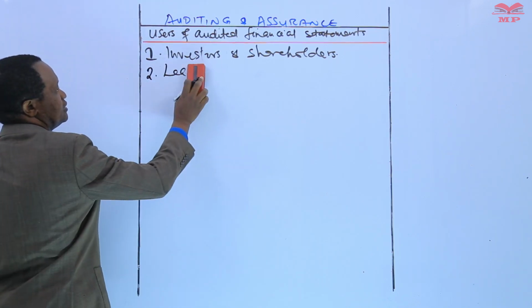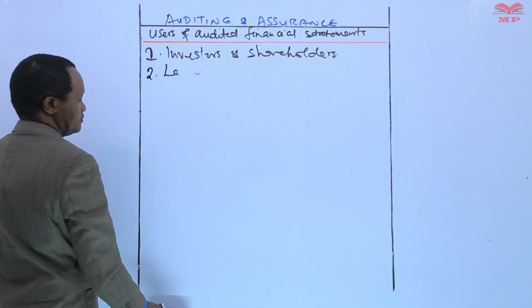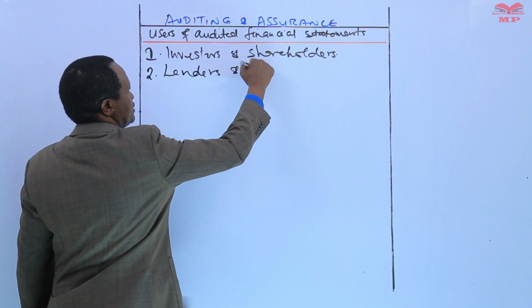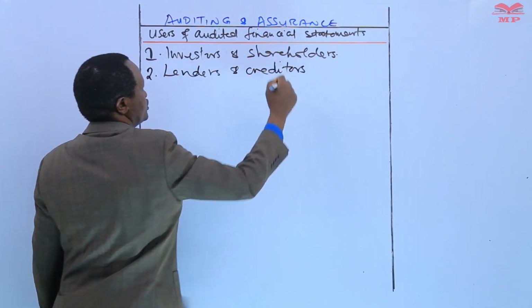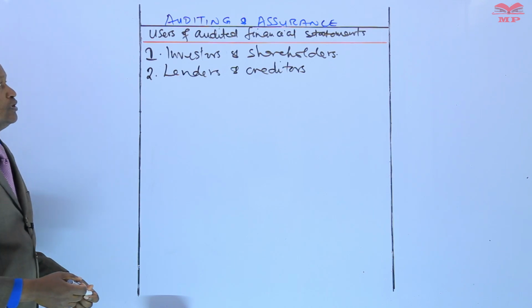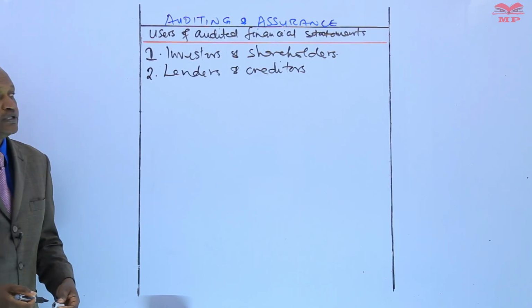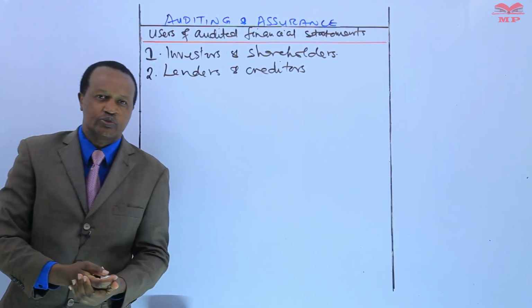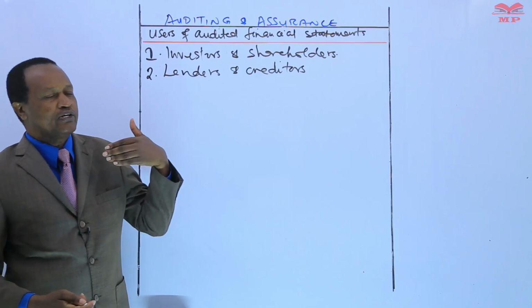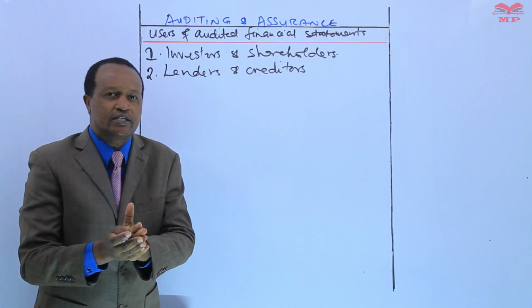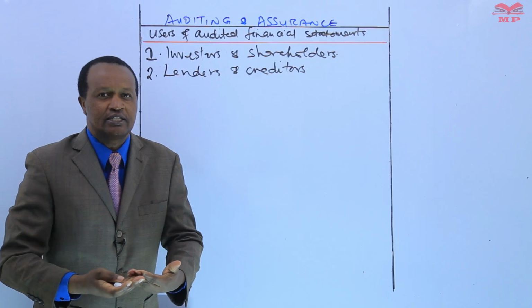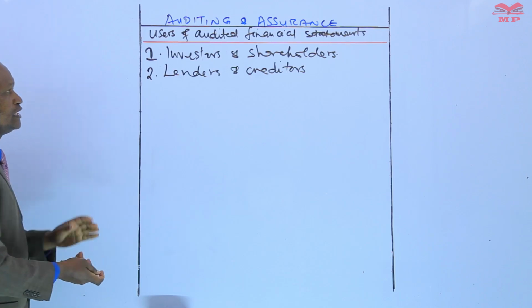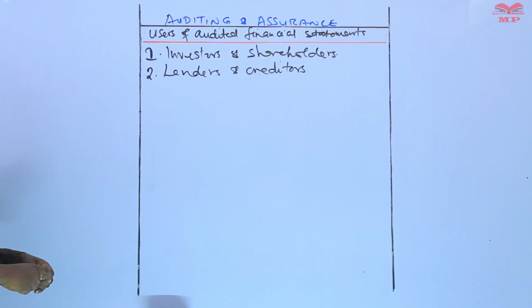Number 2, lenders. Lenders and creditors also rely on audited financial statements. These are banks and other financial institutions. They rely on audited financial statements to evaluate a company's creditworthiness and to check if the company has the ability to repay loans. Lenders and creditors.